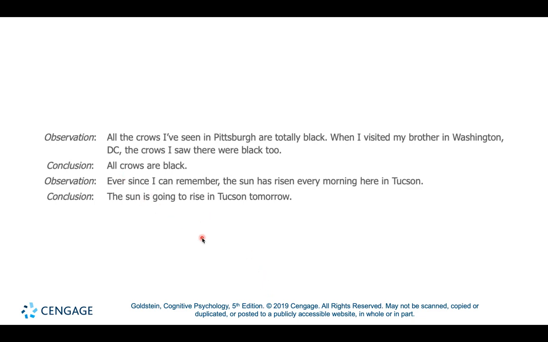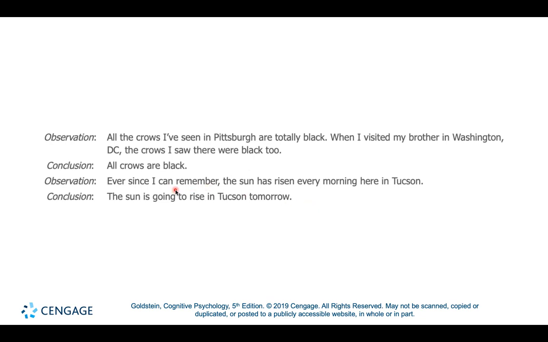Here's a second example. Ever since I can remember, the sun has risen every morning here in Tucson. I am going to conclude then that the sun will rise in Tucson tomorrow. So these are both examples of inductive reasoning. We're moving from discrete data points to larger, broad conclusions. But also notice that the first example about crows is probably considered weaker than the second example.